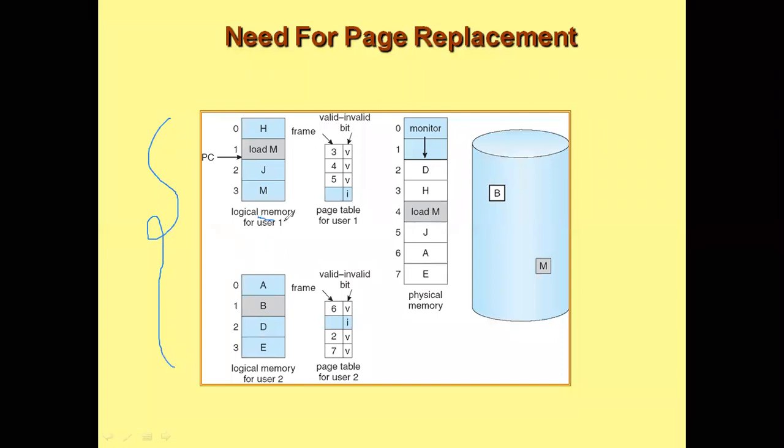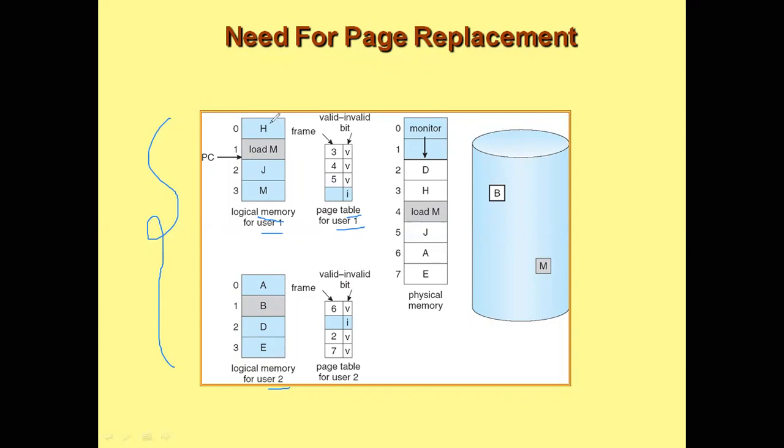Here we have two users, user 1 and user 2, and user 1 has 4 pages: H, Load M, J and M. User 2 also has 4 pages, A, B, D, E, and for each user there is an associated page table. You know what a valid bit and invalid bit stand for. If it is V, it means it's a valid bit, that means that particular page is in the memory.